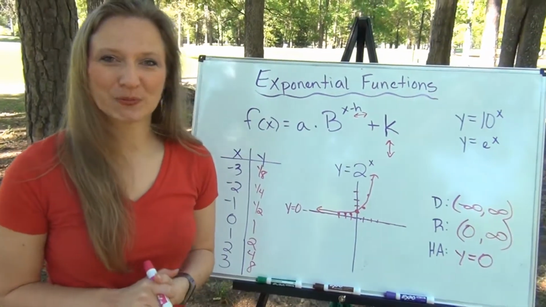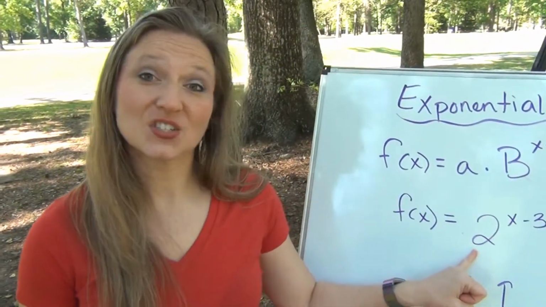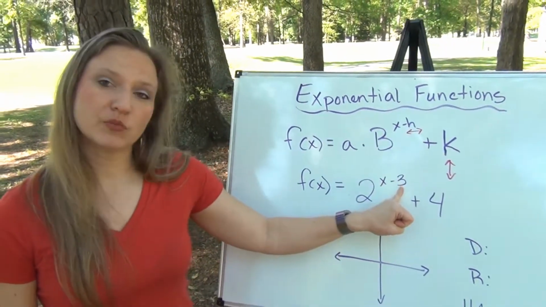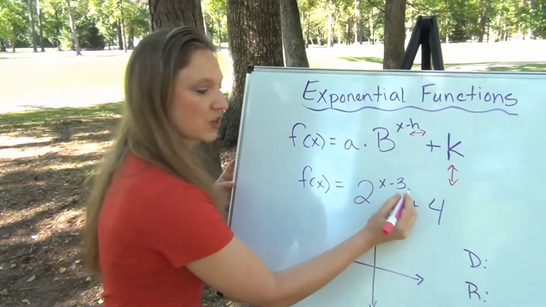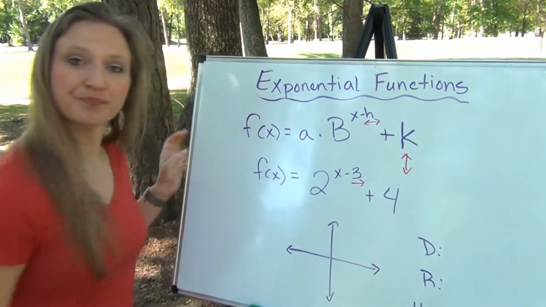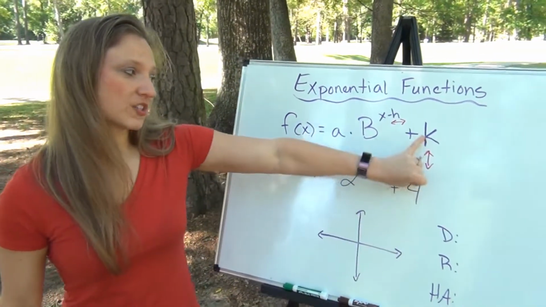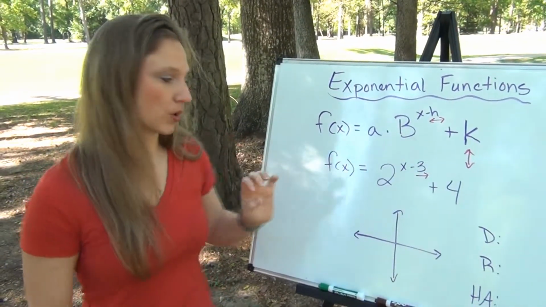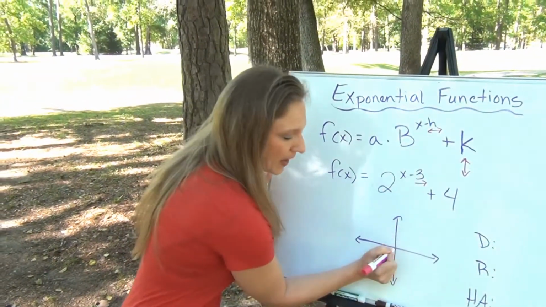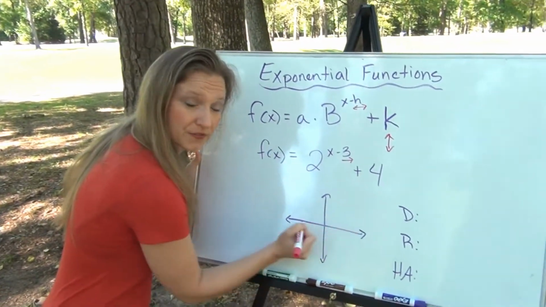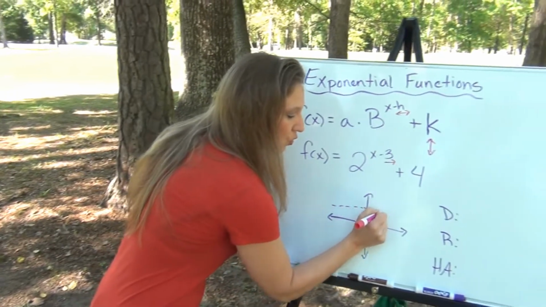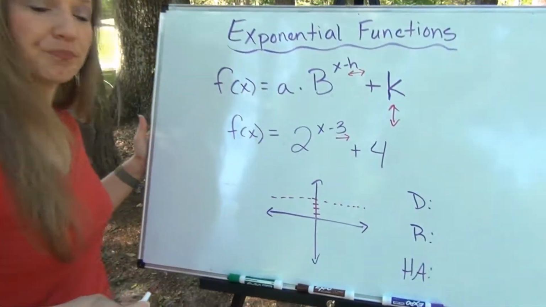Let's try an example. Notice our base is 2. This is going to be our H. And since it moves the opposite direction, this is going to shift our graph right 3. And the 4 is our K. So that's going to shift the horizontal asymptote up 4. So I'm going to shift my asymptote that was at 0 in the parent function. I'm going to shift it up 4. So my new horizontal asymptote is here.